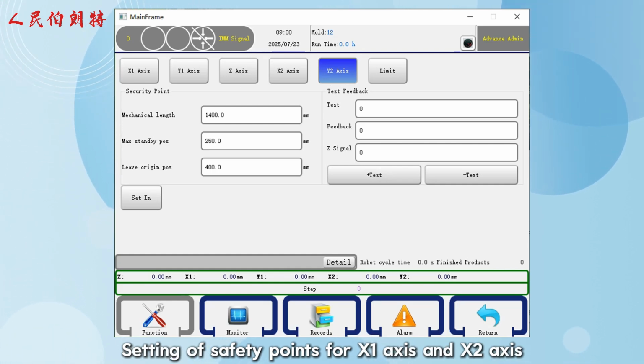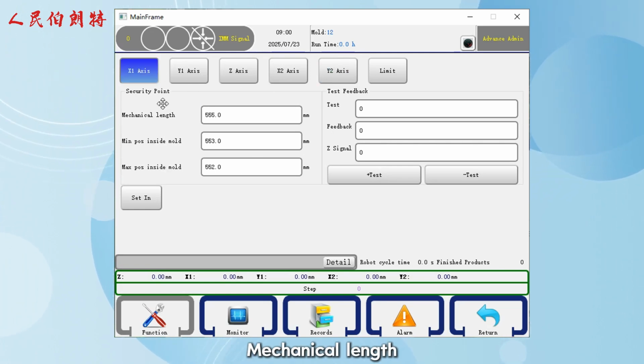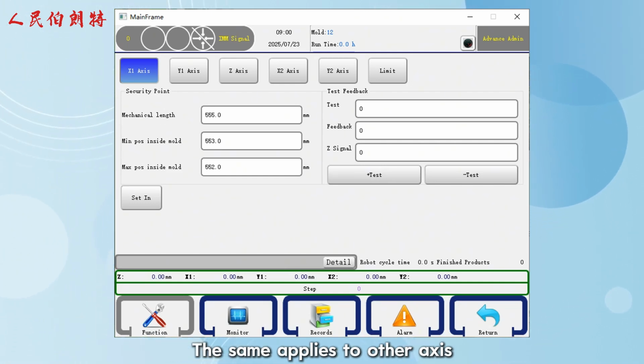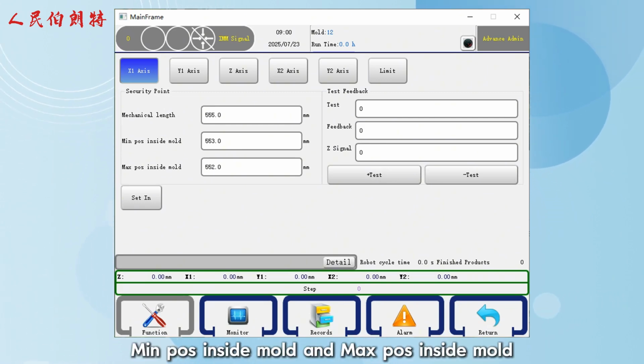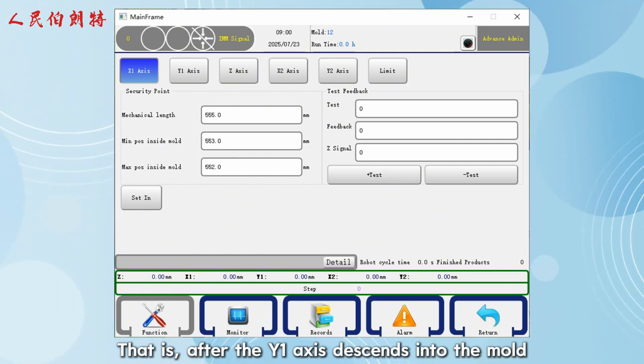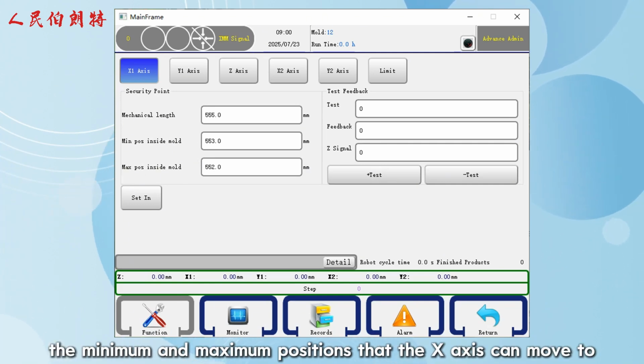Setting of safety points for X1 axis and X2 axis. Mechanical length. That is, set the maximum distance that the X-axis can move. The same applies to other axes. Min pos inside mold and max pos inside mold. That is, after the Y1 axis descends into the mold, the minimum and maximum positions that the X-axis can move to.